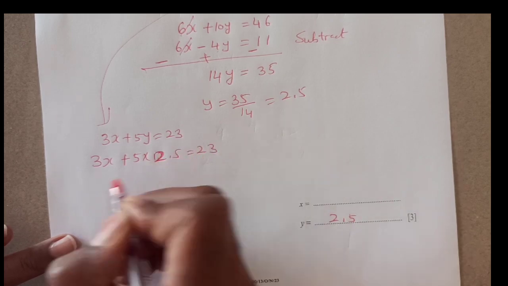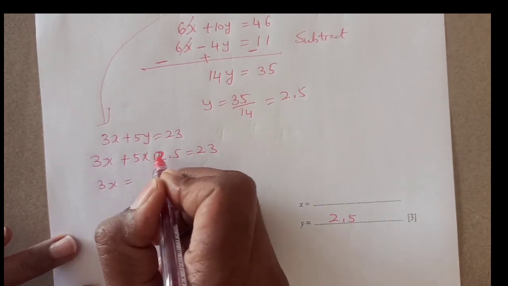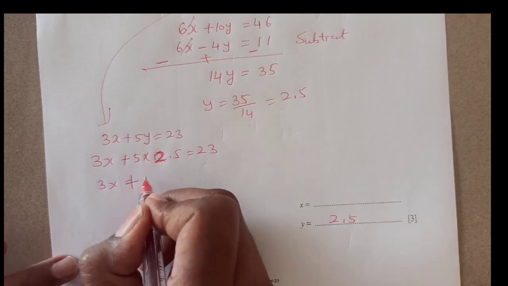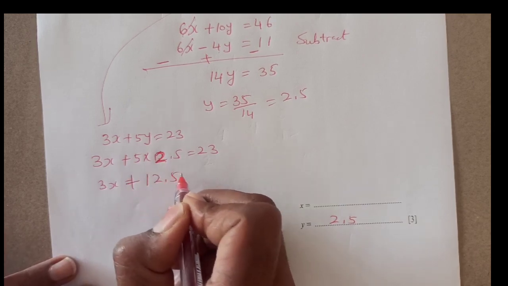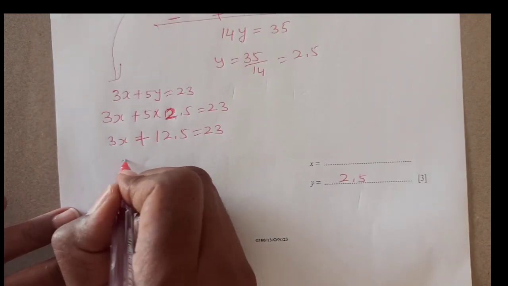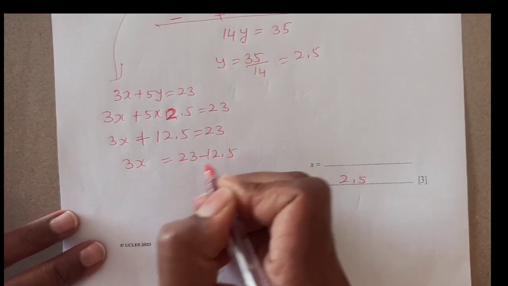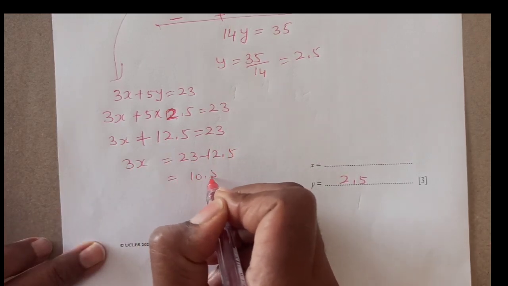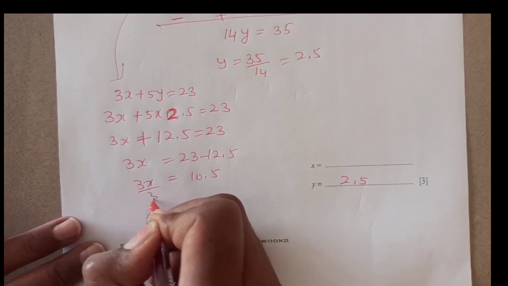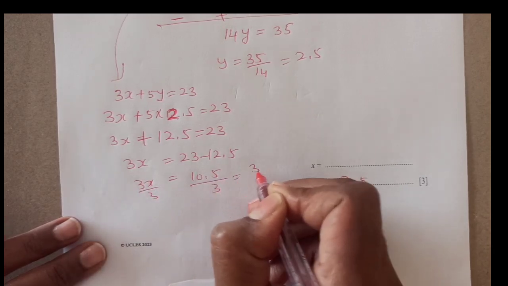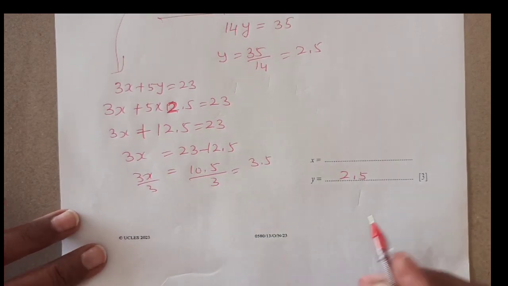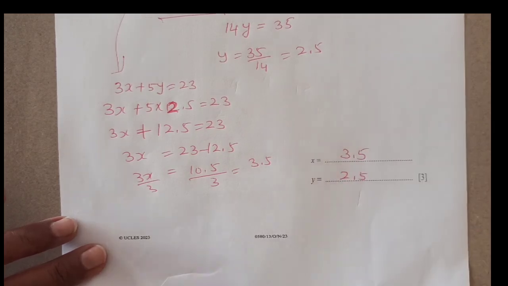equals 23. 3x plus this is 12.5 equals 23. So 3x is equal to 23 minus 12.5, which is 10.5. 3x divided by 3, divided by 3. So this is 3.5. So the final answer is 3.5.